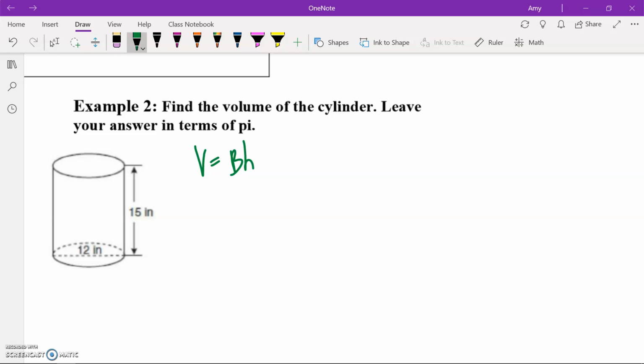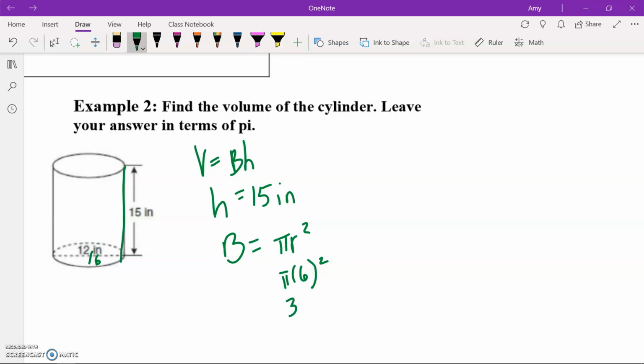So we know that our height is 15 inches because it's the segment that connects our two bases. To get the area of the base, we know the base is a circle. So we can do area of a circle is pi r squared. And we know the radius, in this case the radius is going to be 6 because it is half of the diameter. So I'm going to do pi times 6 squared, which would give me 36 pi. You notice I did not actually multiply by pi or an approximation of it because I want to leave my answers in terms of pi.